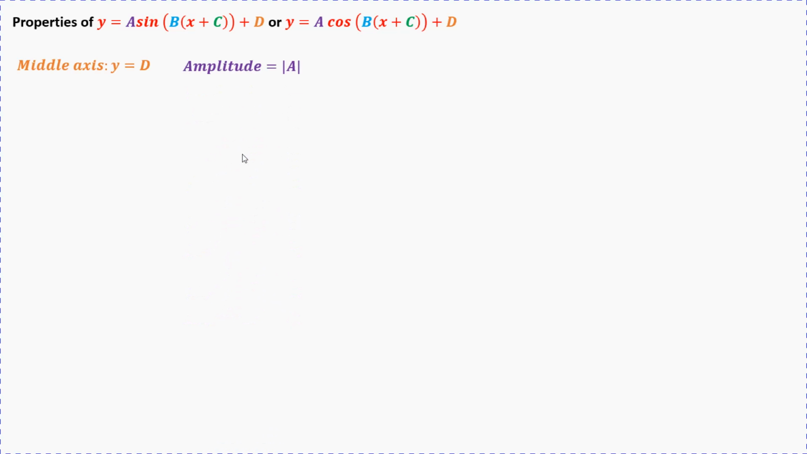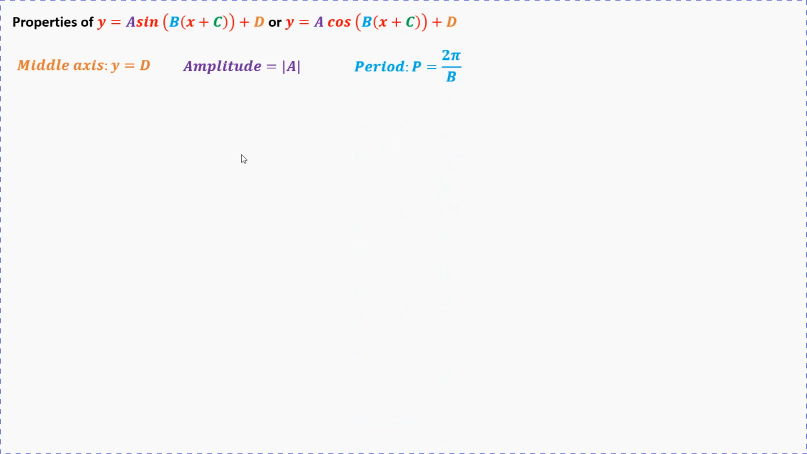Amplitude normally is A. Okay, amplitude must be a positive number. So for example, if A is -5, that means there's a reflection and also a dilation away from the x-axis by 5 times. So the amplitude should be 5 instead of -5.